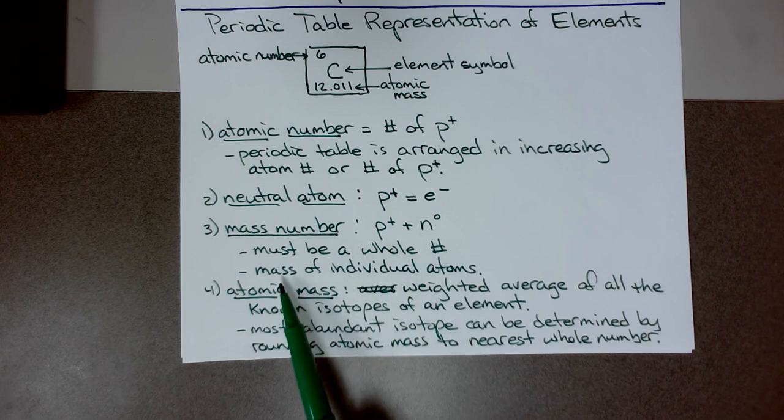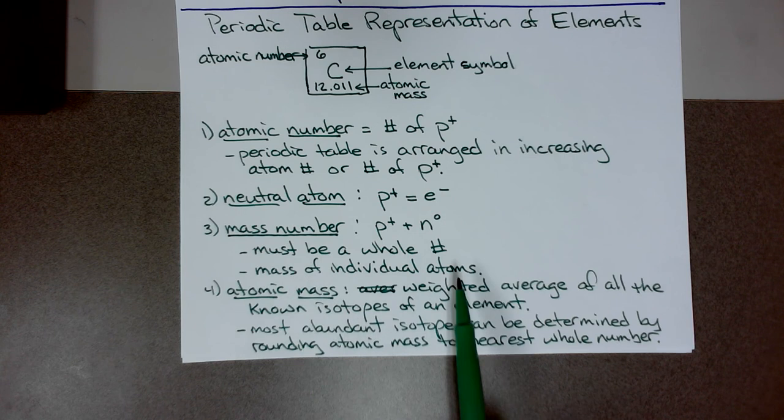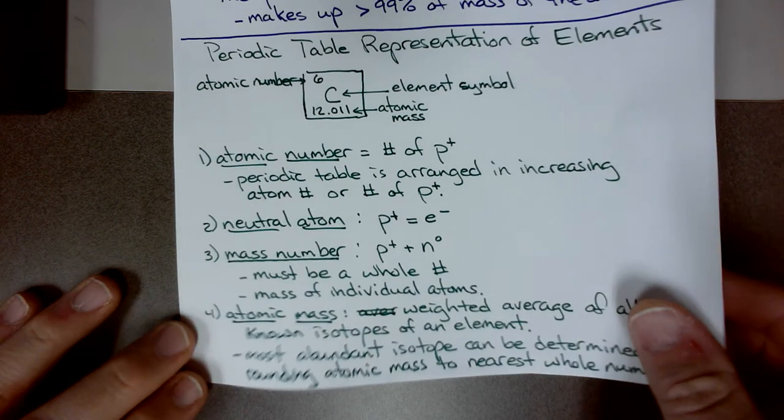The mass number is the mass of individual atoms, whereas the atomic mass is a weighted average of all the known isotopes of an element, and we can figure out the most abundant isotope by rounding the atomic mass to the nearest whole number. Now let's compare atoms. So how do we compare atoms? In other words, what happens if I change each of the subatomic particles?